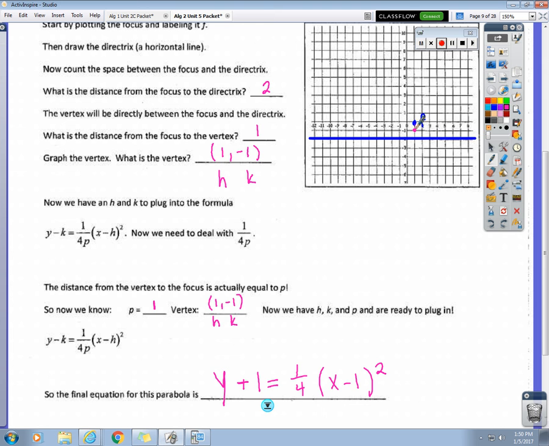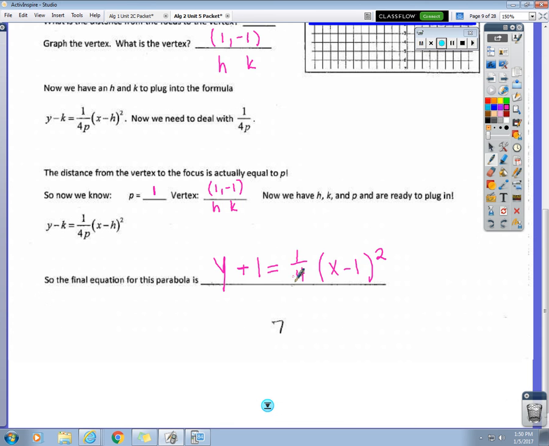Now you have to decide, does your parabola open up or down? Up, because look, isn't the focus always inside? So if the focus is above the vertex, the parabola opens up. So that means that this number is positive. Had it opened down, you would have had to have thrown a negative on that.